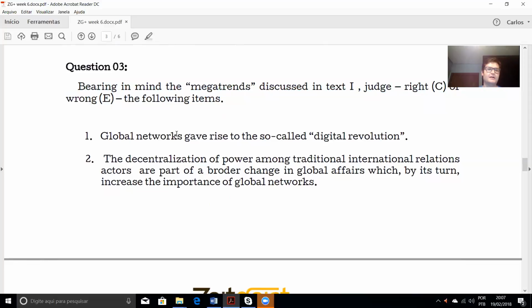Item number 1, global networks gave rise to the so-called digital revolution. And this one is incorrect. This one is just mixing in two megatrends and saying that one causes the other. But no, these are two separate megatrends that he's talking about in the text that shape current international affairs. All right. So instead of the two being separate megatrends, this item is saying that one is responsible for the other. This comparison is incorrect. Okay. So this one is completely incorrect.